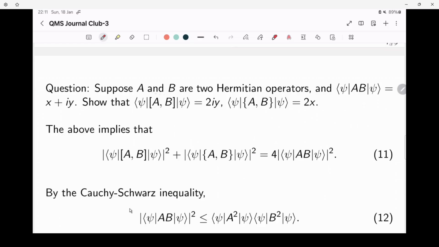If you have A, B to be Hermitian operators, and this is given by a complex number x plus iy, I want you to show this. Maybe another 5 minutes.